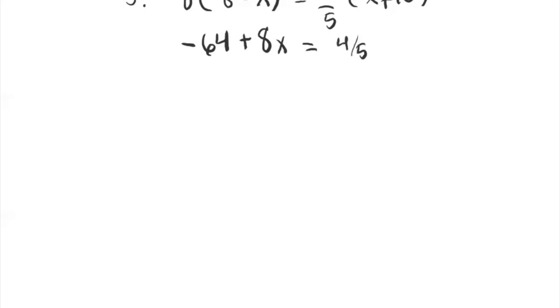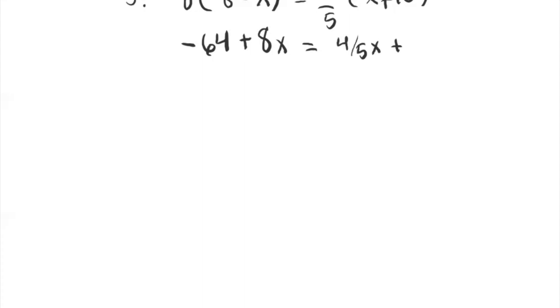The final problem that we had on our quiz was negative 8 times (8 minus x) is equal to 4/5 times (x plus 10). Just as we did before, we need to make sure that we are using the distributive property before we go any further. So negative 8 times 8 gives us negative 64. Negative 8 times negative 1x gives us plus 8x. And we have 4/5 that we have to distribute. So 4/5 times x gives us 4/5 x plus 4/5 times 10.